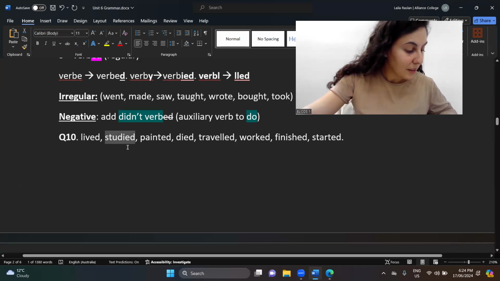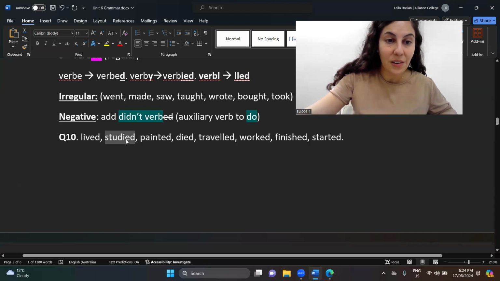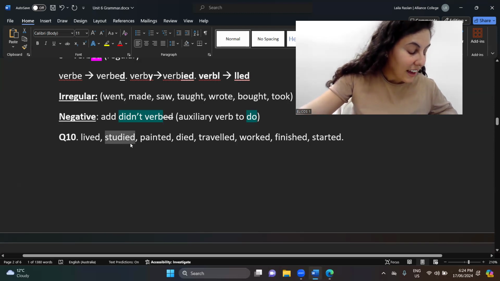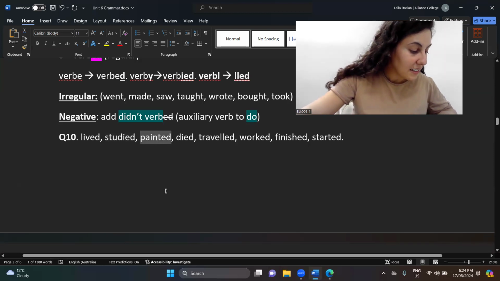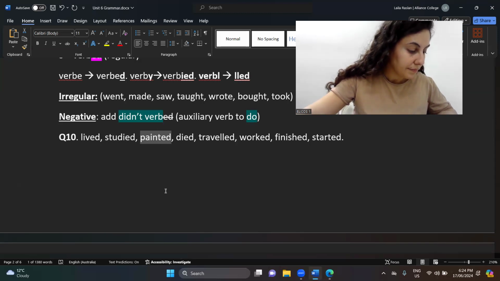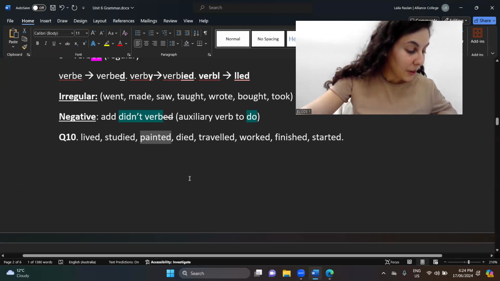So finished, completed action. They're not doing it now. It comes from the verb study. We take off the Y, we add ed. The artist Georgia O'Keeffe painted, that's a regular verb, painted during the 20th century. The composer Arthur Honegger died in 1955.